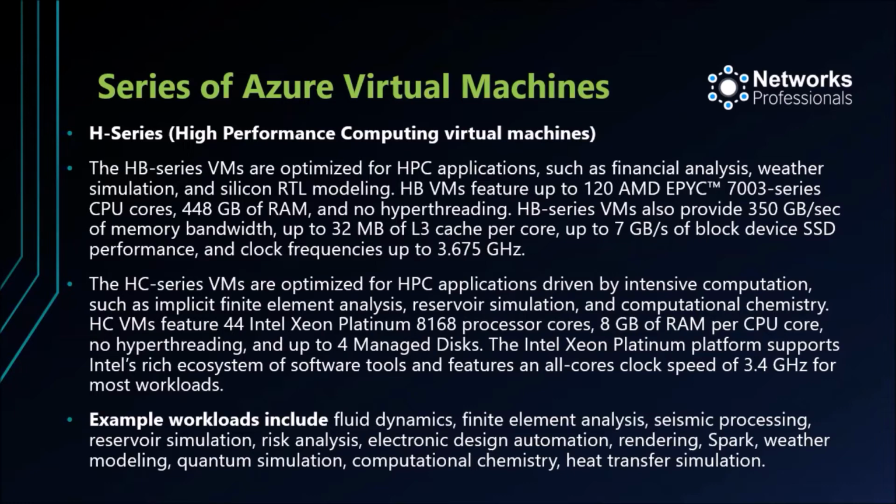HP series VMs also provide 350 GB per second of memory bandwidth and up to 32 MB of L3 cache per core, up to 7 GB/s of block device SSD performance, and clock frequencies up to 3.675 GHz.